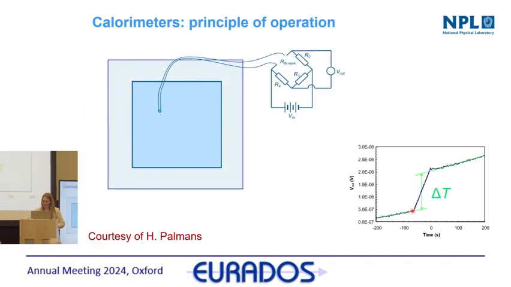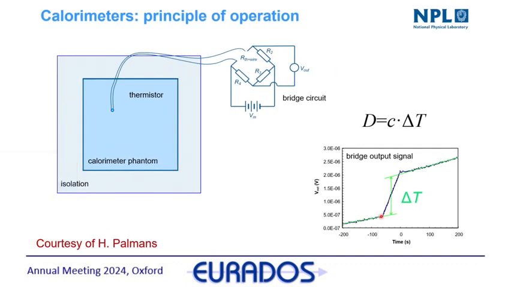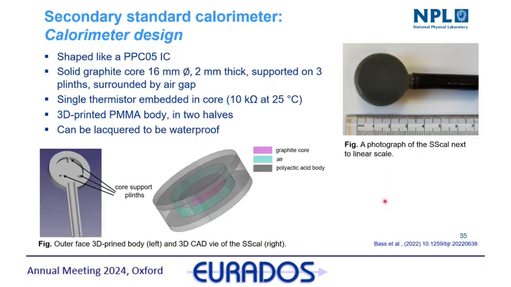So I will just highlight again that the principle of operation of calorimeters relies on determination of the temperature rise in the medium due to ionizing radiation that is depositing energy in that medium. So that delta T is this quantity that we can measure quite accurately with adequate instruments.